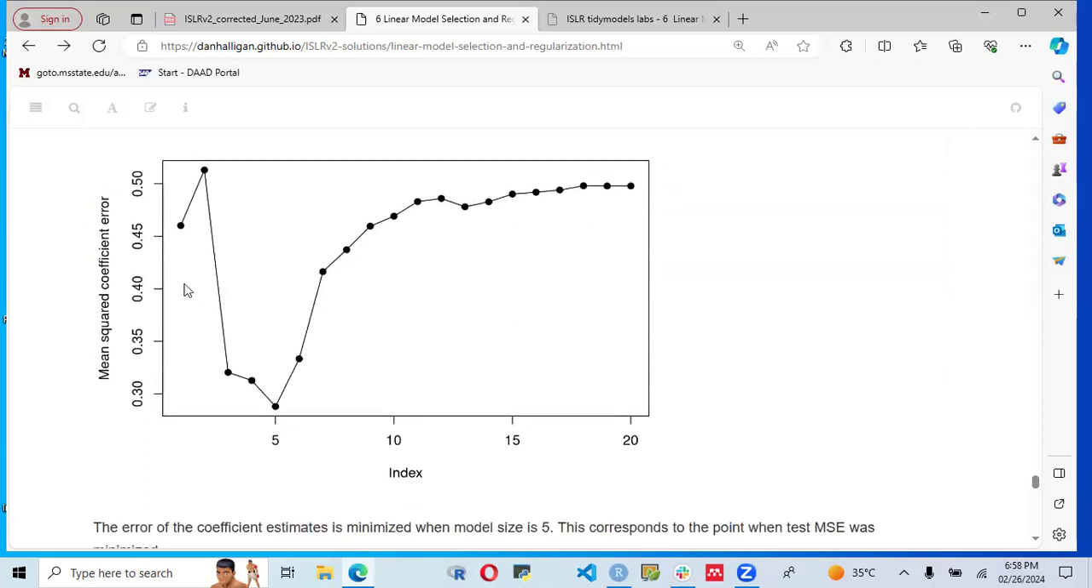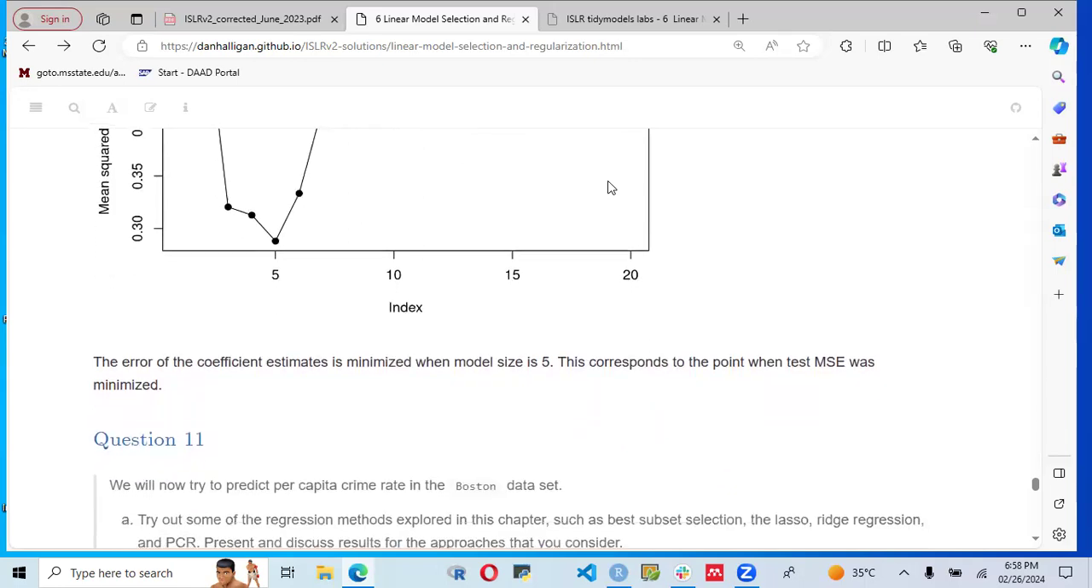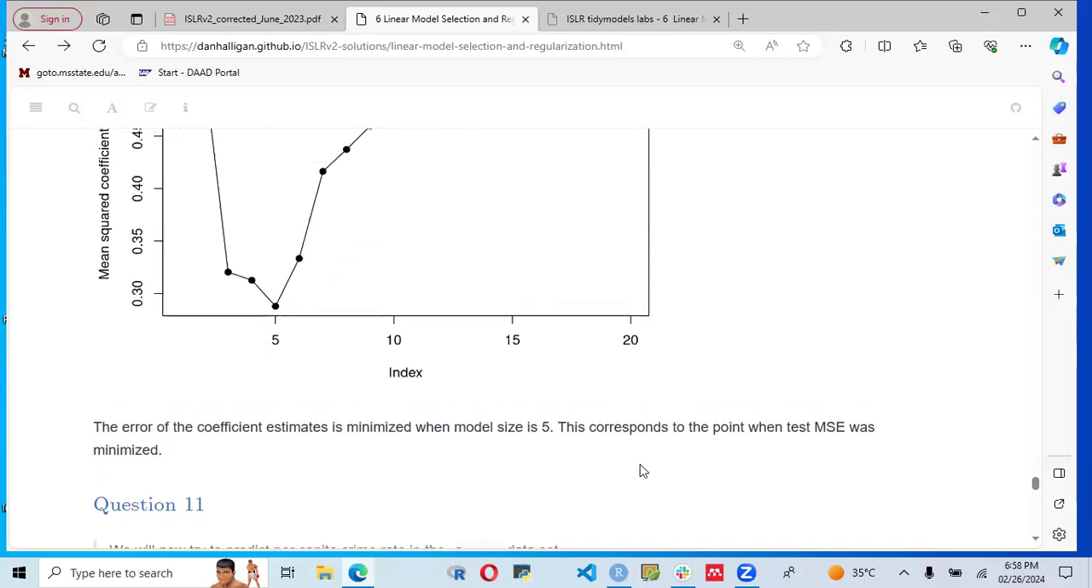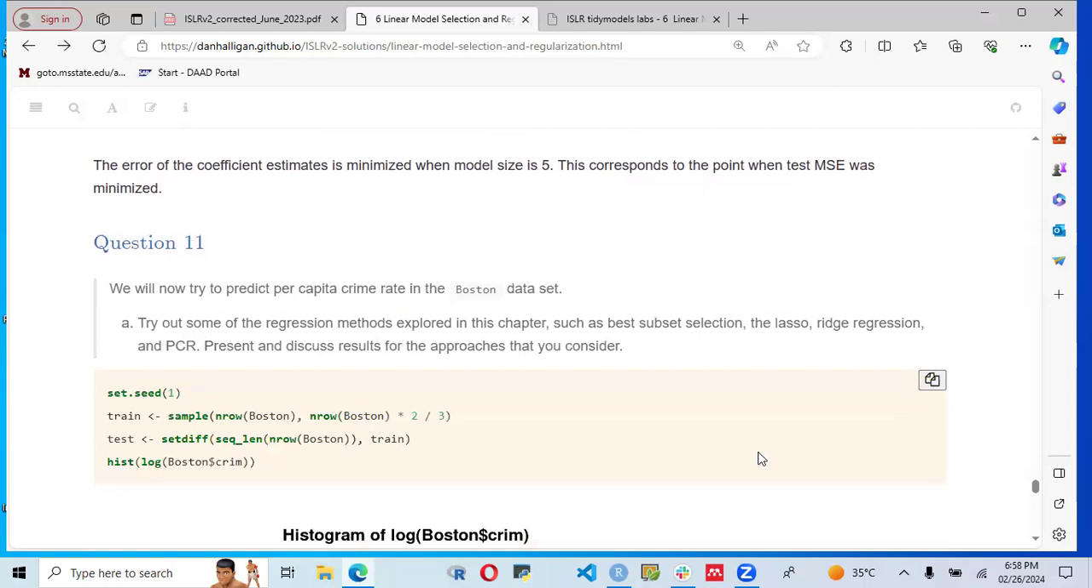20 predictors. So we can see from here, it moved from 0.46, it moved up to 0.50. You can see it went up, then the mean squared coefficient error dropped, okay? Then before it begins to rise again. Here, they say that the error of the coefficient estimate is minimized when the model size is 5, okay? That is when the model size is 5. This corresponds to the point when the test mean square error was minimized.